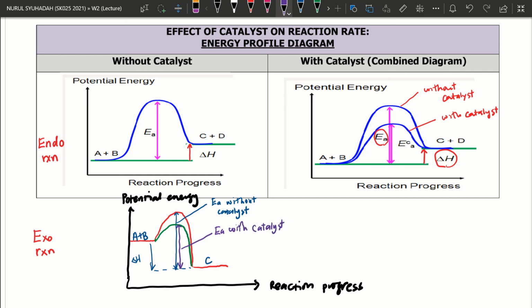Please make sure that you only draw one diagram, not two separate diagrams. If you draw two separate diagrams, we cannot visualize what actually happened, because it is not up to scale, the scale is not the same. So by drawing in the same diagram, you can clearly see that the one with catalyst, we have lower activation energy, so the rate is higher compared to the one without catalyst.